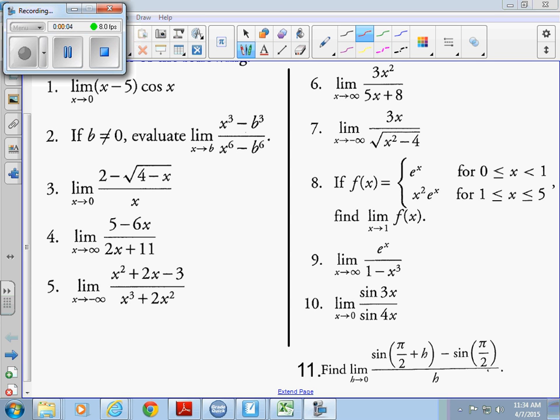Thing you try to do. Plug it in. So if I plug in 0, what is cosine of 0? So this is negative 5. Negative 5 times 1 is negative 5. The number 2.